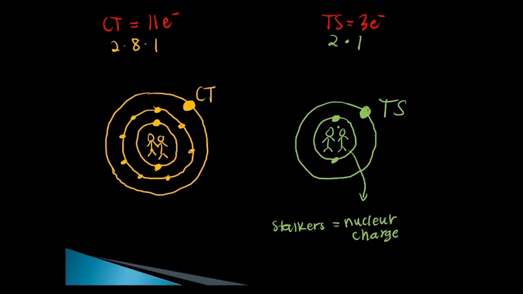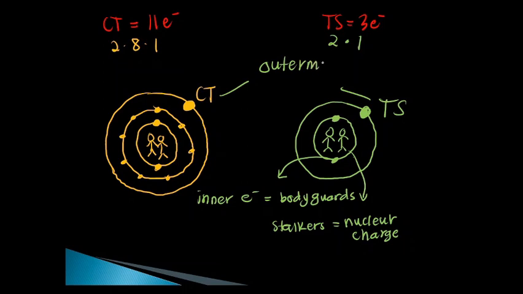So these inner electrons represent the bodyguards. Okay, you know that when you are famous, lots of people want to disturb you, so you need to have a bodyguard. And Siti and Taylor Swift would be the outermost electron.